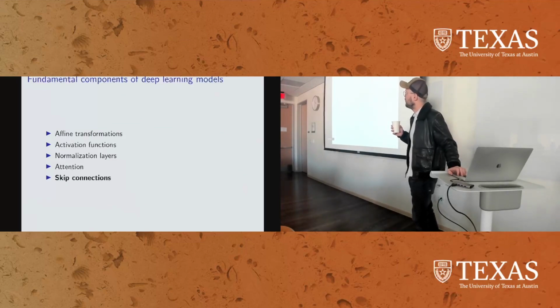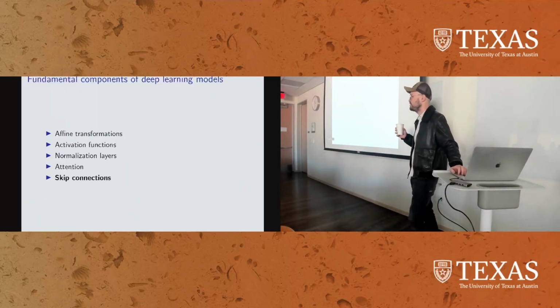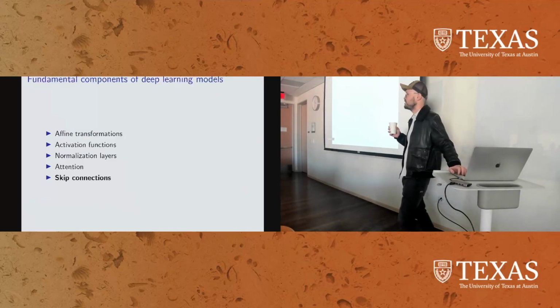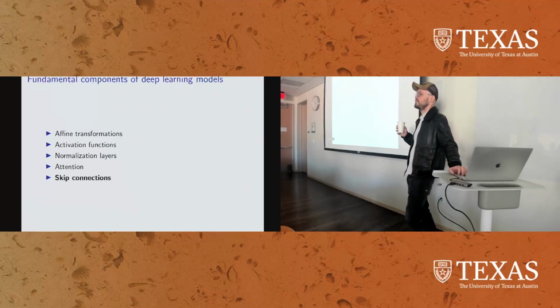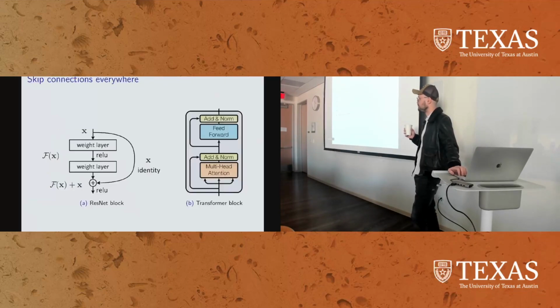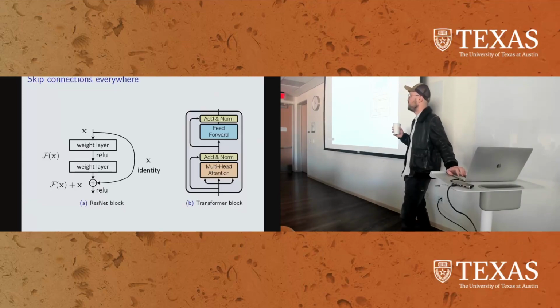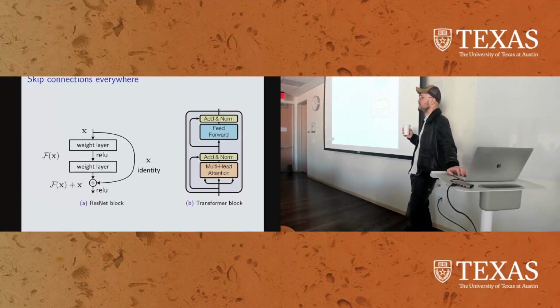As we all know, there exist several fundamental components in all modern deep learning architectures. These include affine transformations, activation functions, normalization layers, attention, and most importantly for today's talk, skip connections. Skip connections were first introduced in 2015 in the seminal ResNet paper, in the form of the ResNet block on the left, and they have since been adopted in pretty much every single deep learning architecture that's used today, including the transformer architecture that is essentially the basis for all modern large language models.